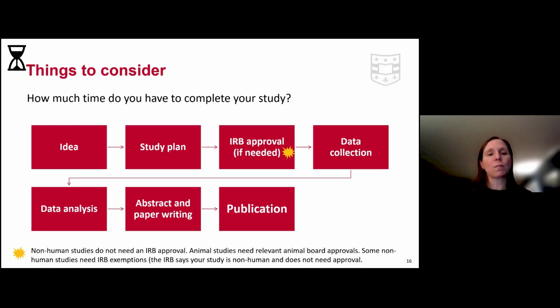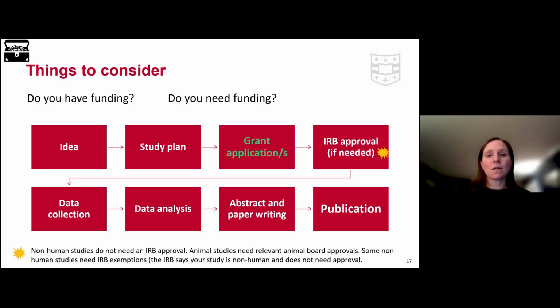So when we think through the process here, you have your idea, you develop a study plan, which is, okay, what methods am I going to use, which outcome measures are we going to use? Go through the IRB if you need to, you've got to collect your data, you've got to analyze it, write up an abstract or two, write up your paper, and then get to publication. Now that timeline can be longer if you need funding. If you need funding and you don't have funding, you're going to have to do some grant applications. Okay, well, that's going to take some more time.